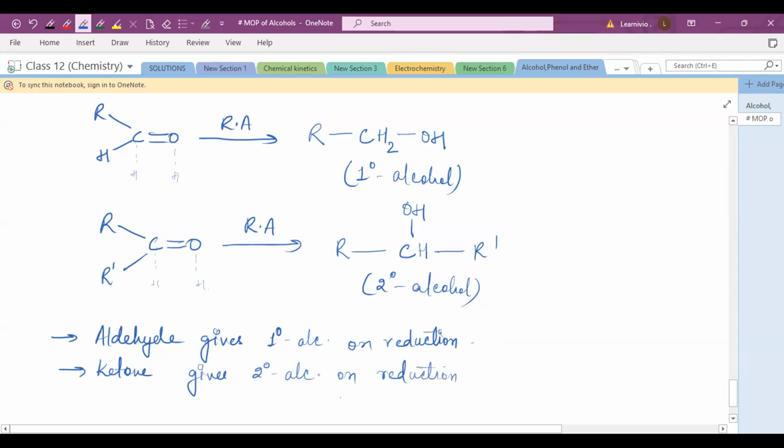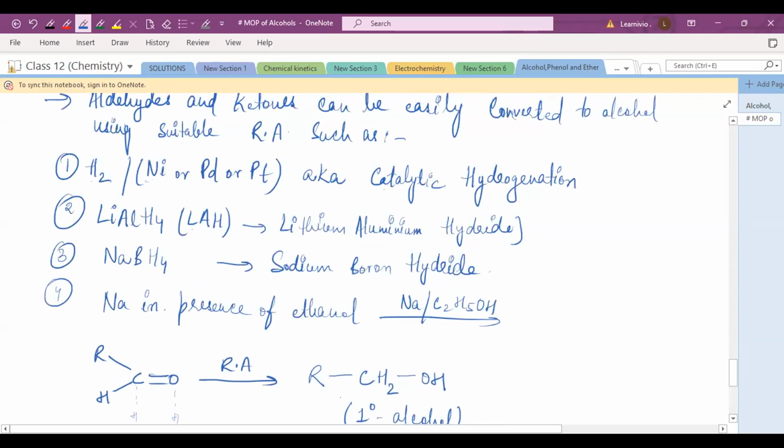Okay, see, one more thing. Here look at lithium aluminum hydride and sodium borohydride. So which is stronger? Lithium aluminum hydride is stronger. It is the strongest reducing agent. So when you compare these two, lithium aluminum hydride is stronger than sodium borohydride. Why? Now the question is why.